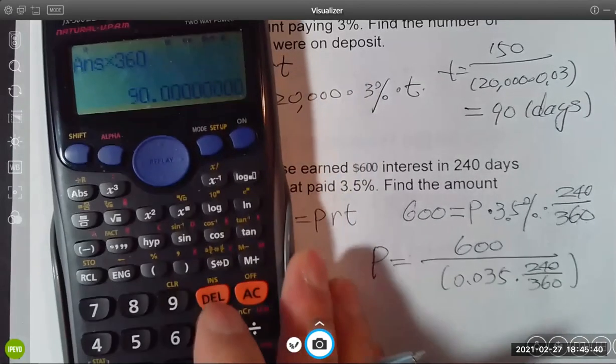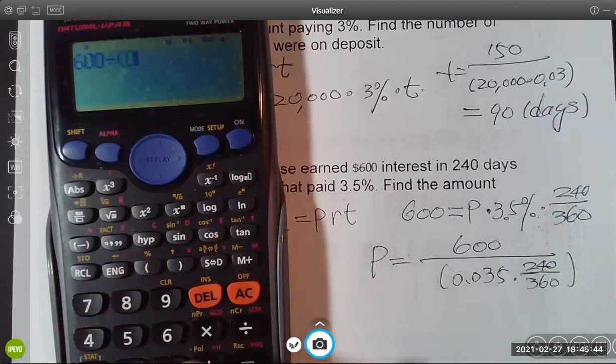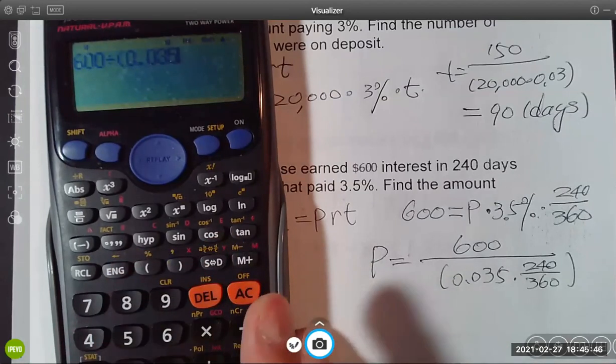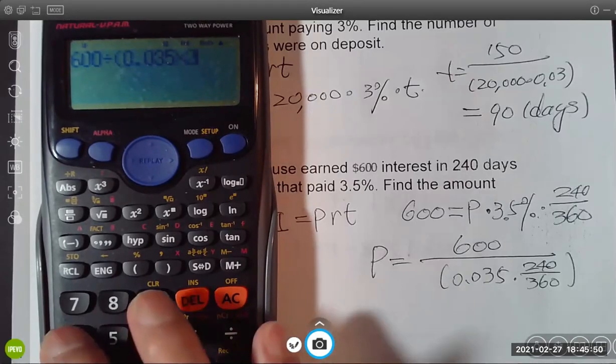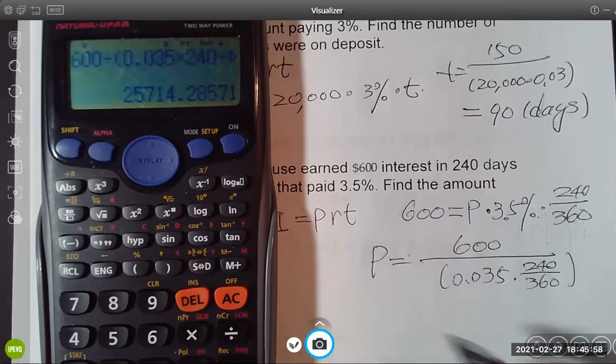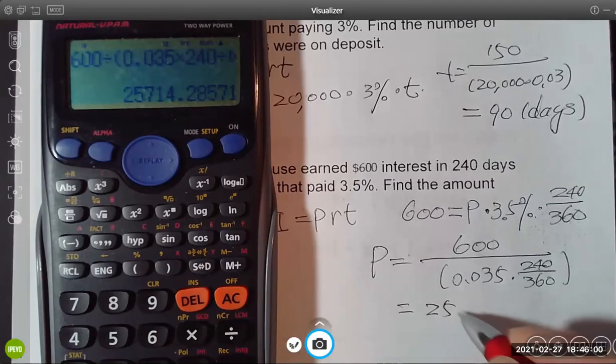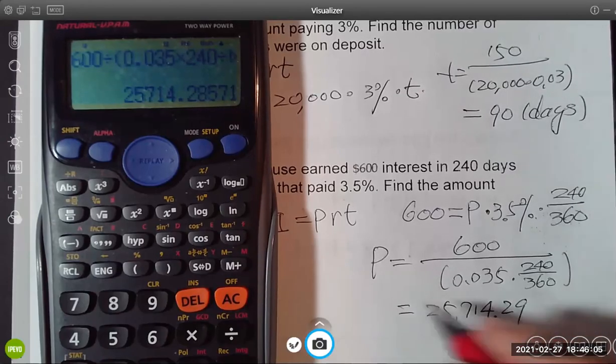And 600 divided by parentheses 0.035, double check my typing, times 240 divided by 360. Yeah, everything is good. Equals, we get $25,714.29.